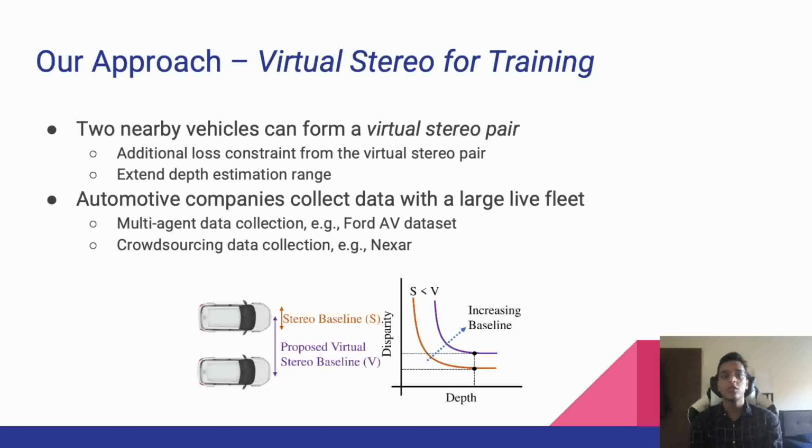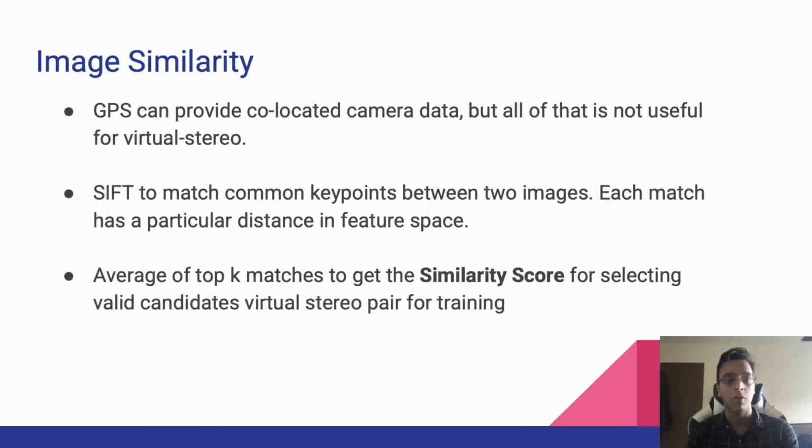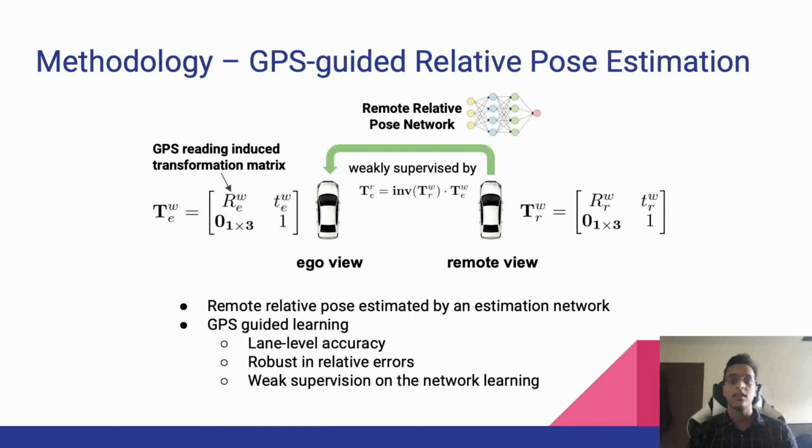Our approach uses two nearby vehicles to form a virtual stereo pair. This adds an additional loss to regular monocular depth and extends the baseline for depth estimation. We use SIFT to match common key points between two images. This helps us select candidates for a virtual stereo pair. Remote relative pose is necessary for building the loss between the ego view and the remote view. In our work, the relative pose is estimated based on a neural network.